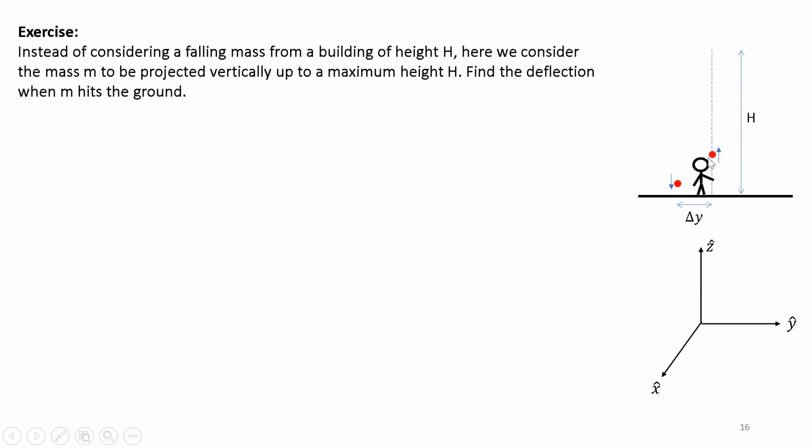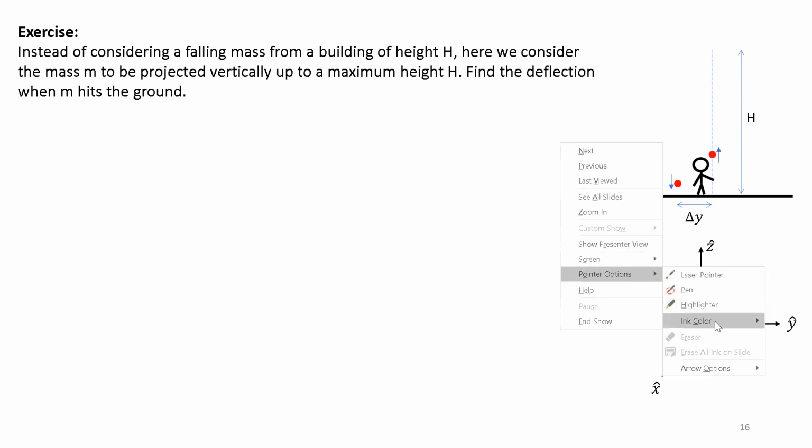But it turns out that due to the Coriolis force, when the ball reaches the ground again, it's not going to go back to his or her hand. Instead, it will go to this point here. So this is interesting, right?